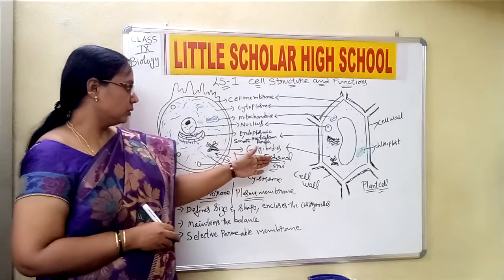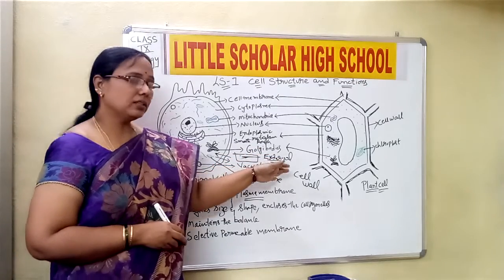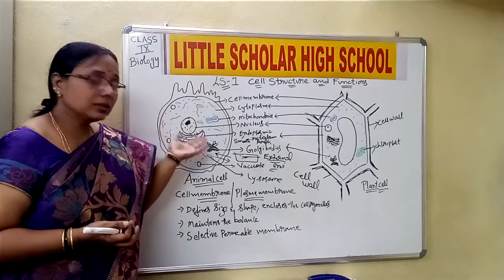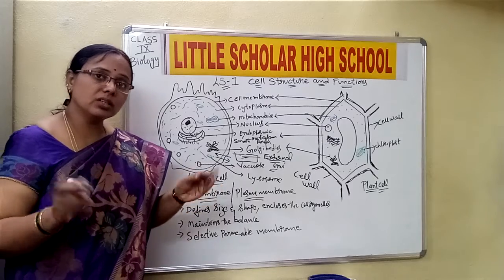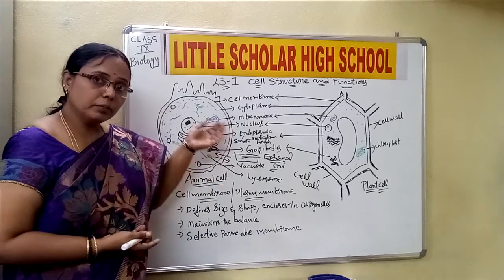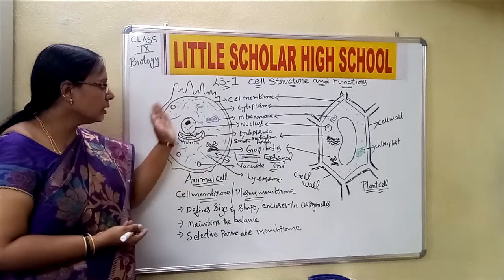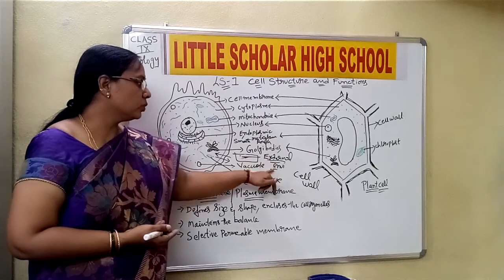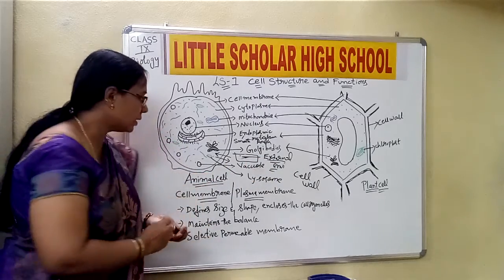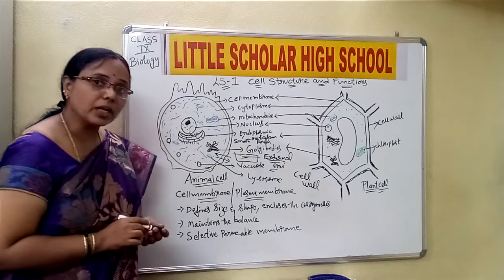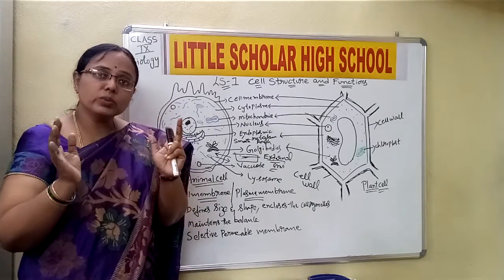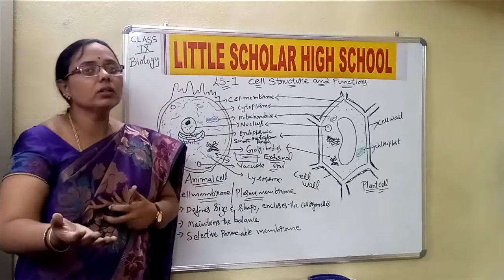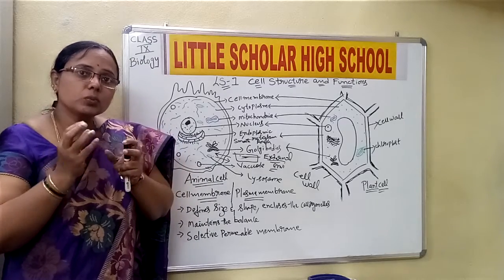For example, if any foreign body is there, like any harmful germ, and it wants to enter the cell, the cell membrane will not allow that foreign body or germ to enter inside the cell. At the same time, if any waste material is present inside the cell, it will throw that waste out to the external environment. That means this cell membrane is allowing only the things which are required inside, and what is not required is given out. So it is doing this process selectively.